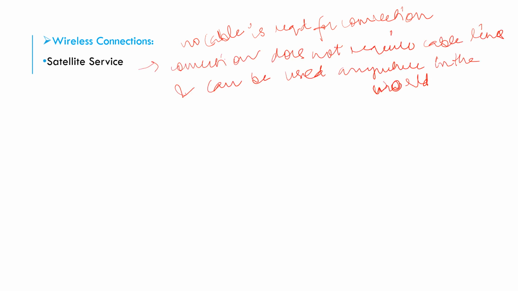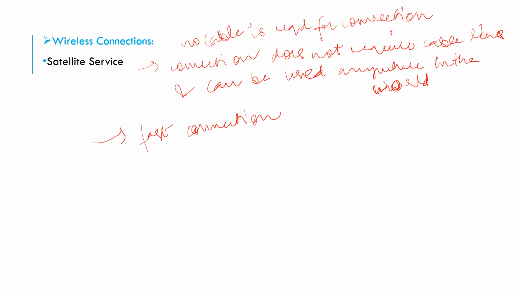Next type of connection is the wireless connection. In wireless connection, we don't need any sort of cable or wire for connection. The first type of wireless connection is the satellite connection. In satellite connection, you do not require any cable lines or phone lines to be connected to the internet. We can connect without telephone lines or cable lines to anywhere in the world. Suppose DSL or cable services are unavailable in an area, then in that area we can get a fast connection with the help of various satellite service providers.